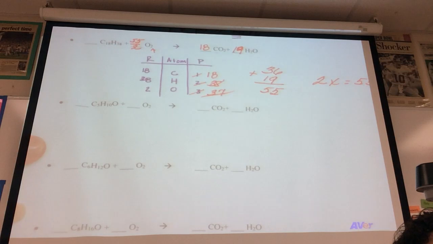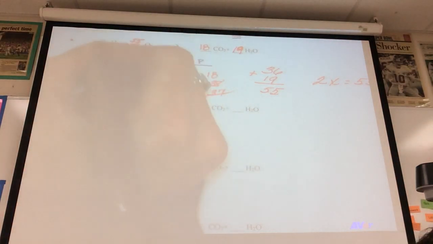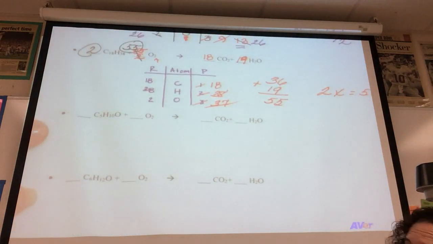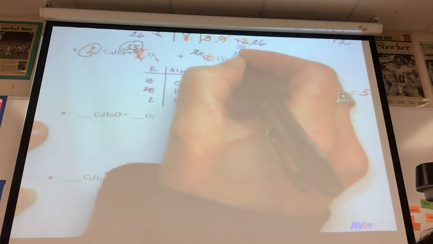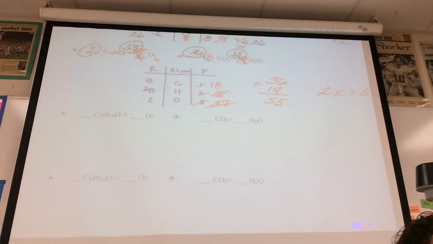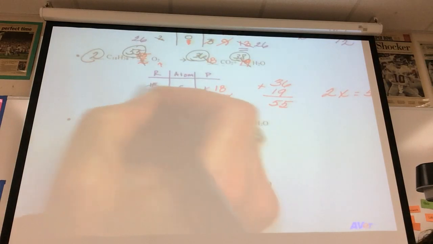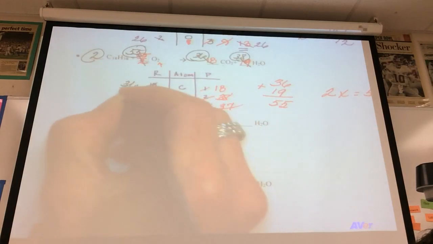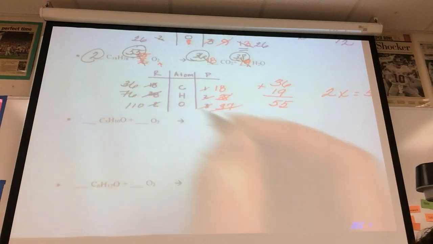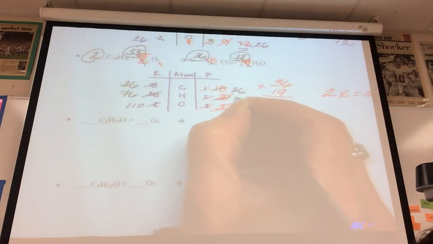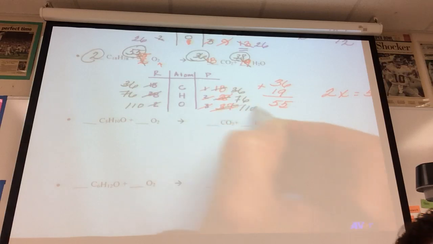And then we have to multiply each coefficient by what? 2. Don't forget to multiply the first one. That is a common mistake that kids make. Be careful. So you've got your coefficients, and then you just need to double check that your counts are correct. We've got 36 carbon, 2 times 38 is 76 H's, and 72 plus 38 is 110 O's.